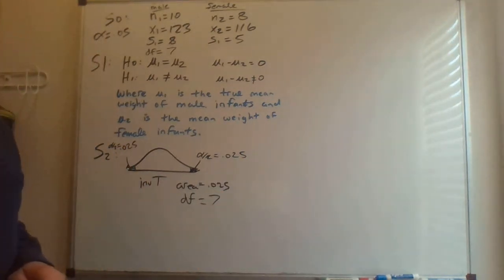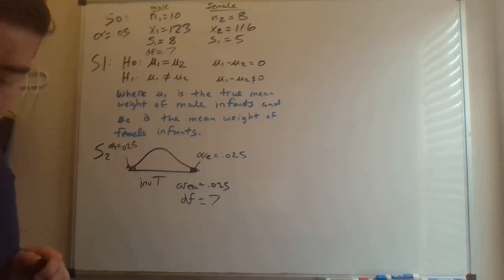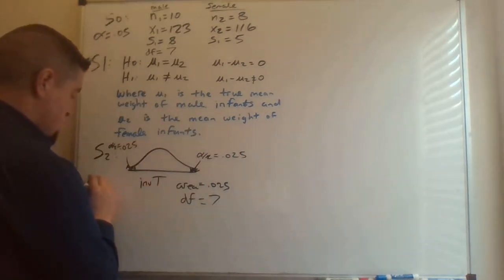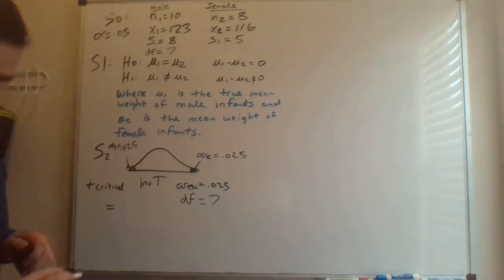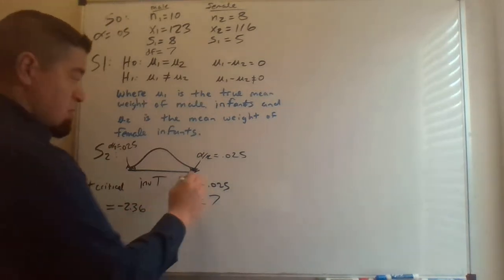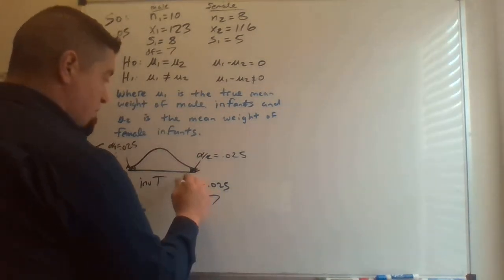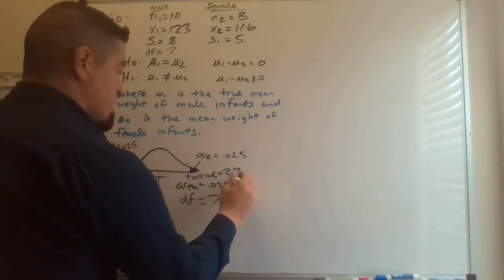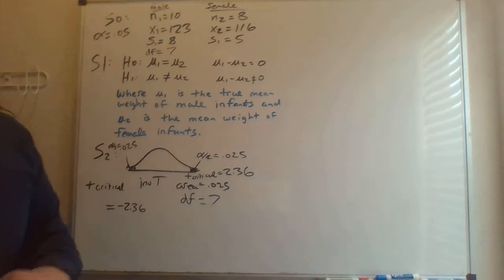Then you just push enter and you'll find your t critical, which I get to be negative 2.36. So t critical equals negative 2.36. And by symmetry, the other one is positive, so positive t critical is 2.36. So that's how you find your t critical. So step 2 is done.